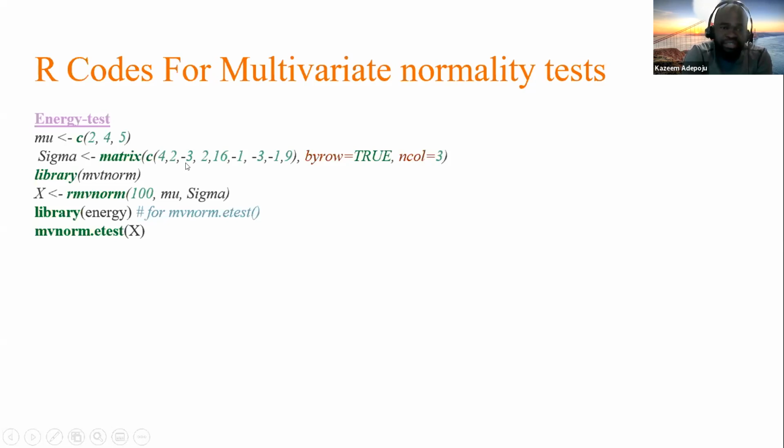Then I also need to load another package called energy, and that is what I actually use to run the test. The package that I load here is just for me to be able to generate the data set from a multivariate normal in R. Now this is the code. I'm going to walk you through this code one by one, so I'm going to stop my share right now and go to the R interface.